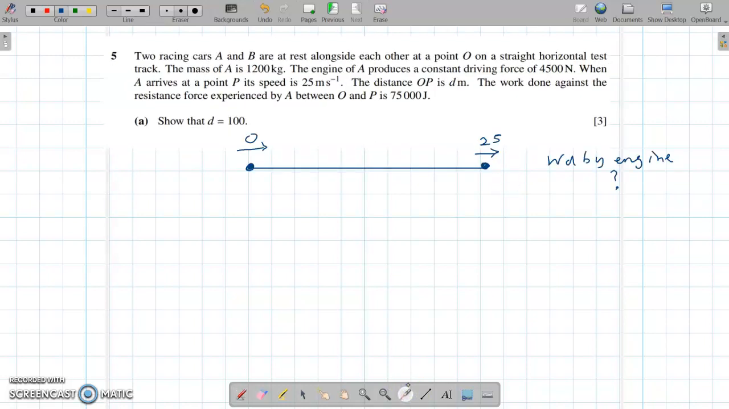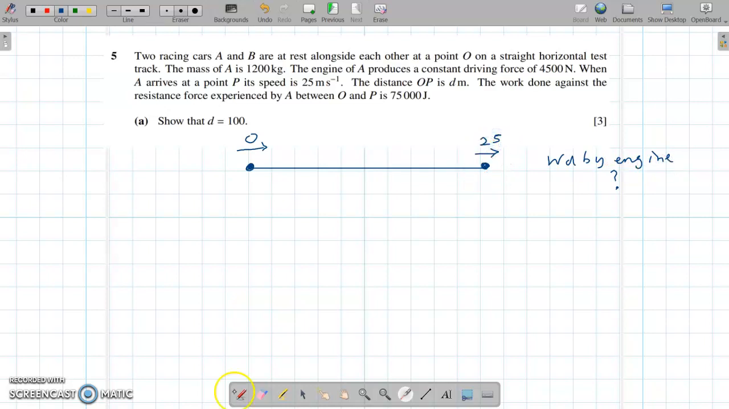Let's go back to the question. At O, it's motionless, and then the racing car A is travelling at a velocity of 25 meters per second. So it's gained kinetic energy. It's got kinetic energy here, and zero kinetic energy here. Where has this build-up of kinetic energy come from? Well, it's come from the engine. It's come from the work done by the engine.